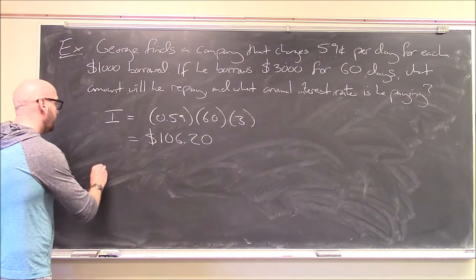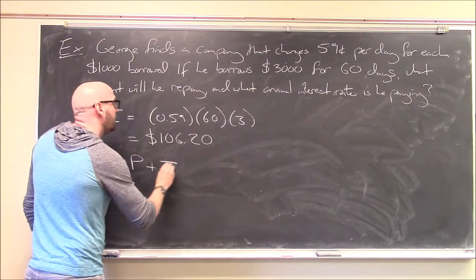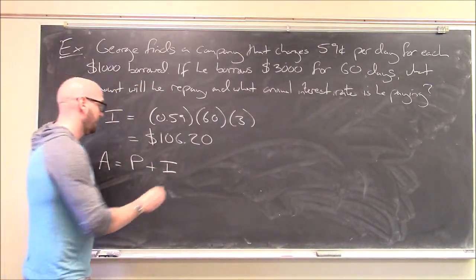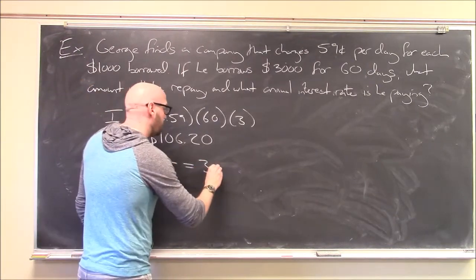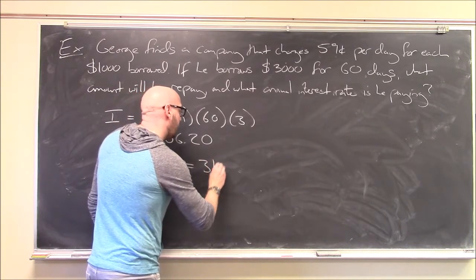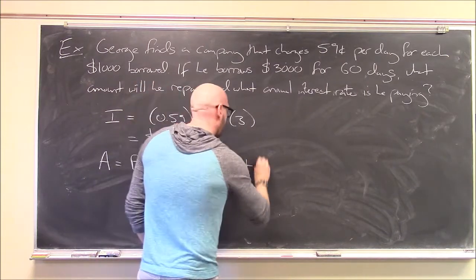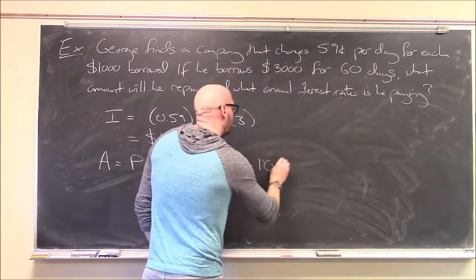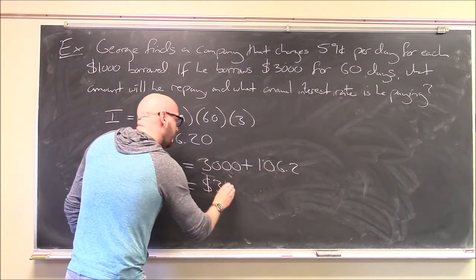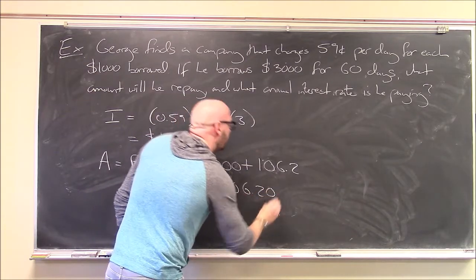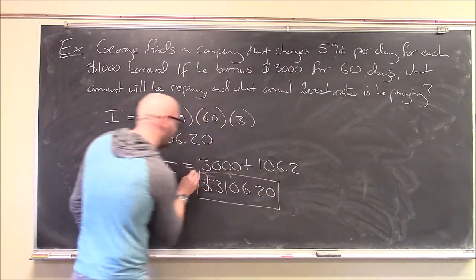So what amount will he repay? Well, the amount that he repays, A, is just the original principal, $3,000, plus the interest that he paid, I. So this would be 3,000 plus 106.2, let me stop skipping steps. 3,000 plus 106.2, which is $3,106.20. So there's the first part of the question. That's the amount he repays.